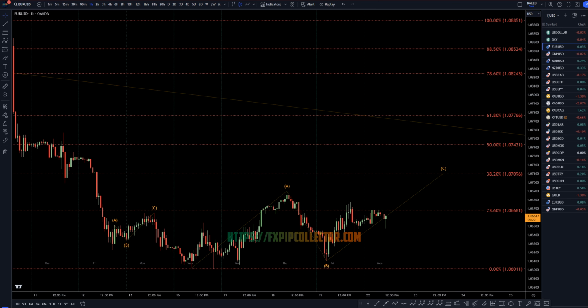So taking it down to the 1 hour time frame, I'm pretty confident that this move up is like a 1 of C. I think this is like a 2 of C. I think it's going to go up and make a 3, 4, and 5, maybe up to the 38, possibly even up to the 50% Fibonacci retracement.